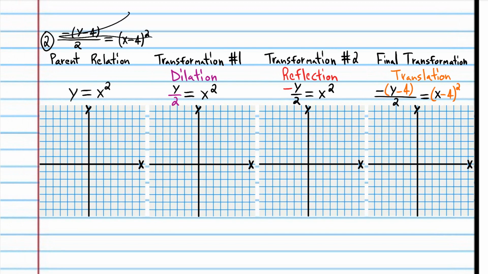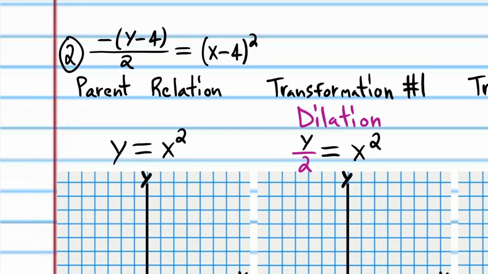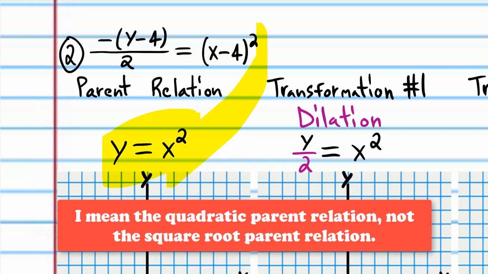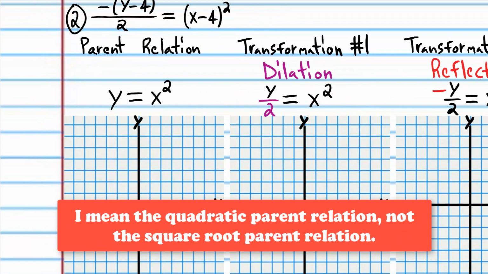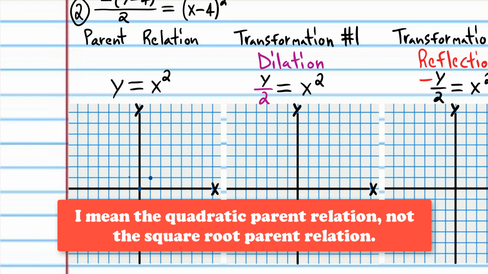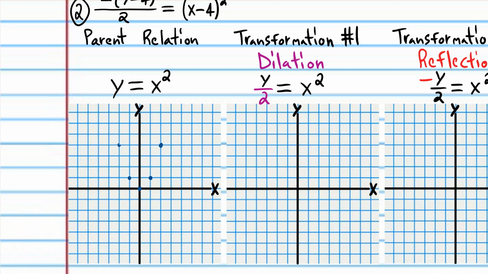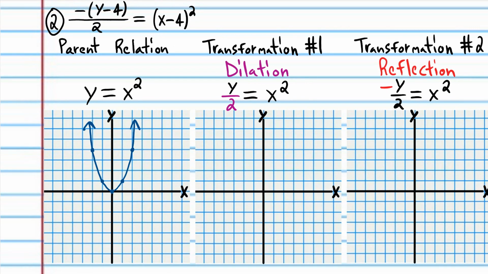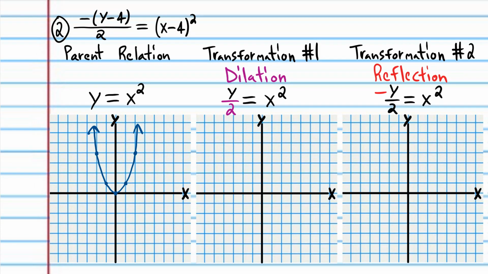Let's graph this equation for number 2. As you can see, it's a pretty complicated equation, but we know that it's going to be the square root parent relation because we have a 2 power there. So if you look at your library of relations, 0, 0, 1, 1, and negative 1, 1, and 2, 4, and negative 2, 4 are on the graph. So we have our parent graph.